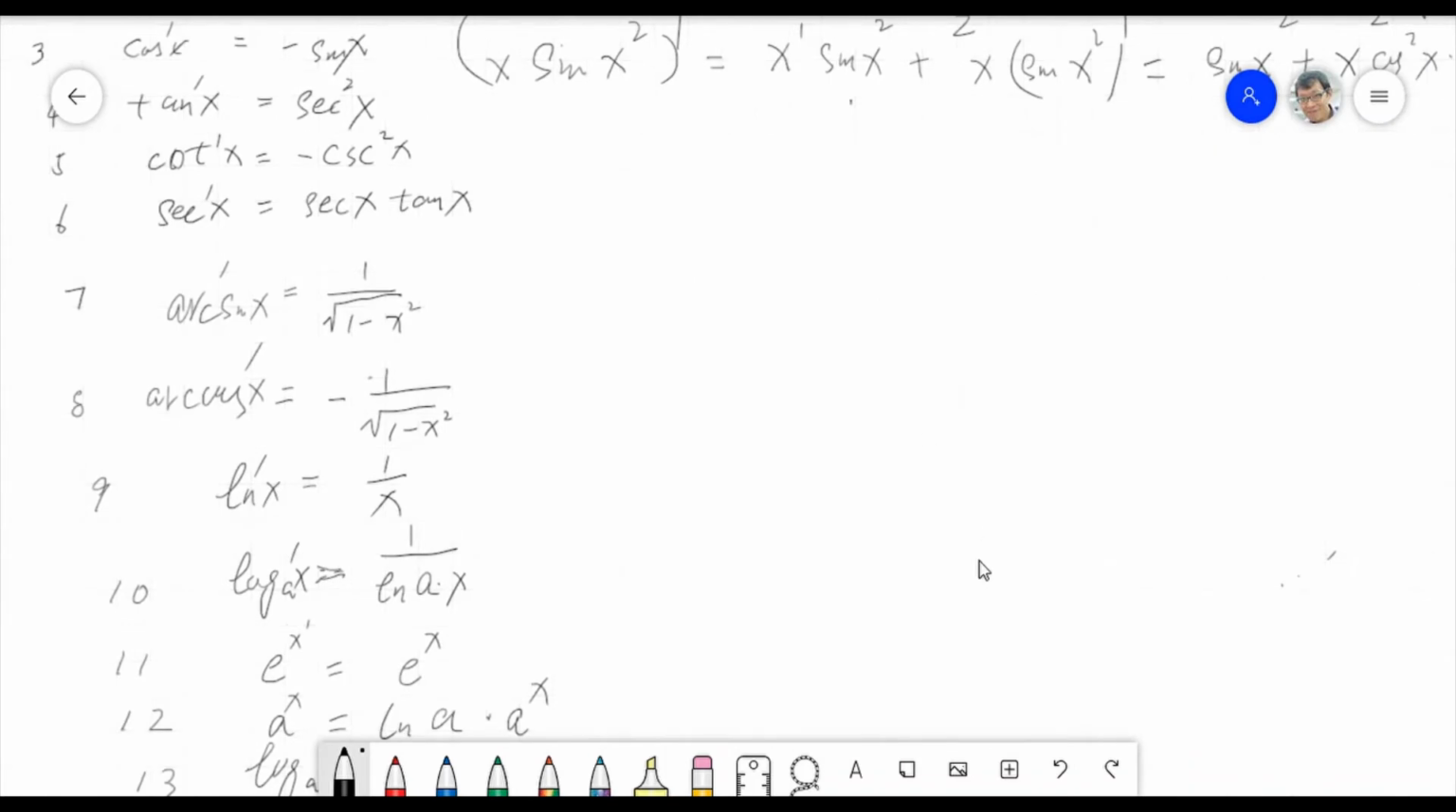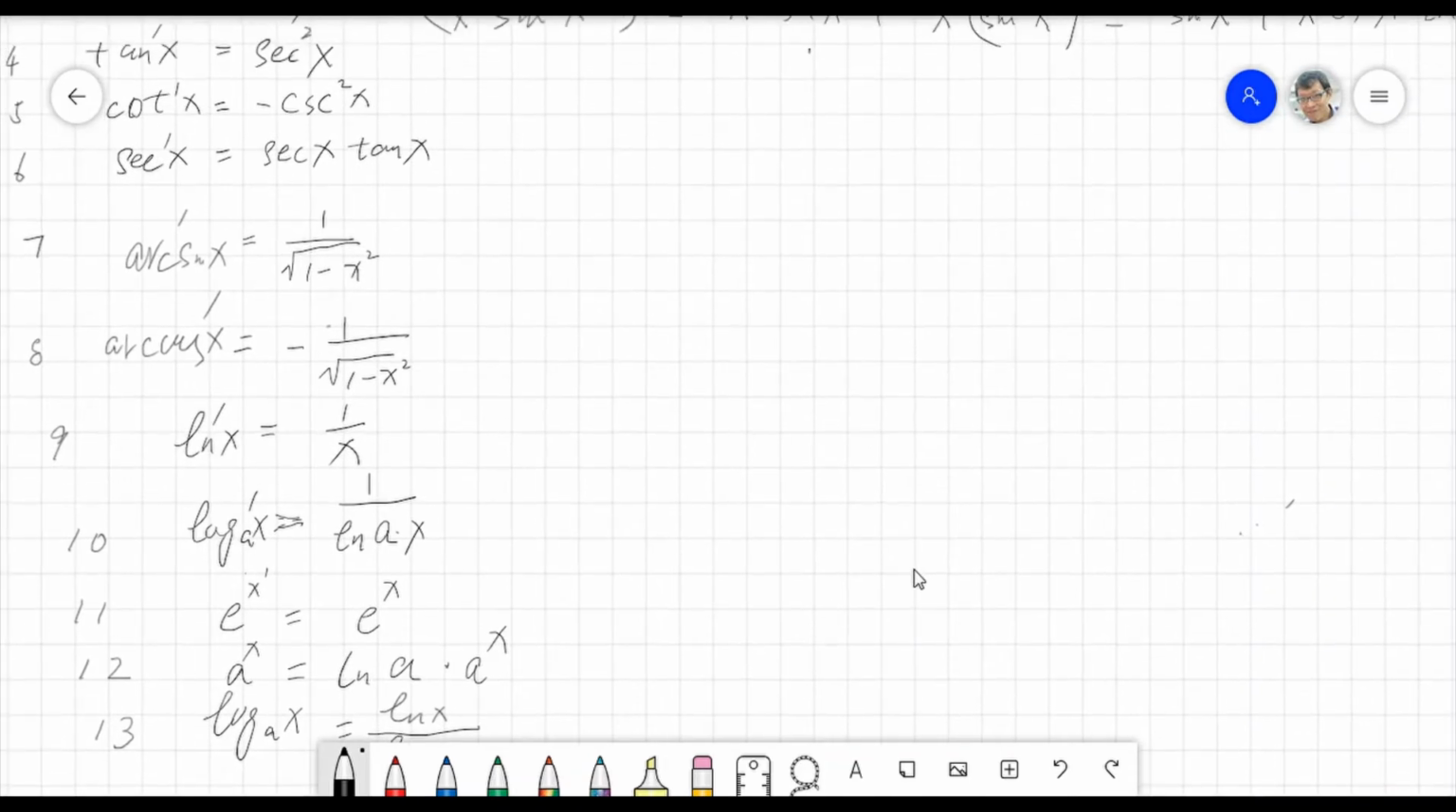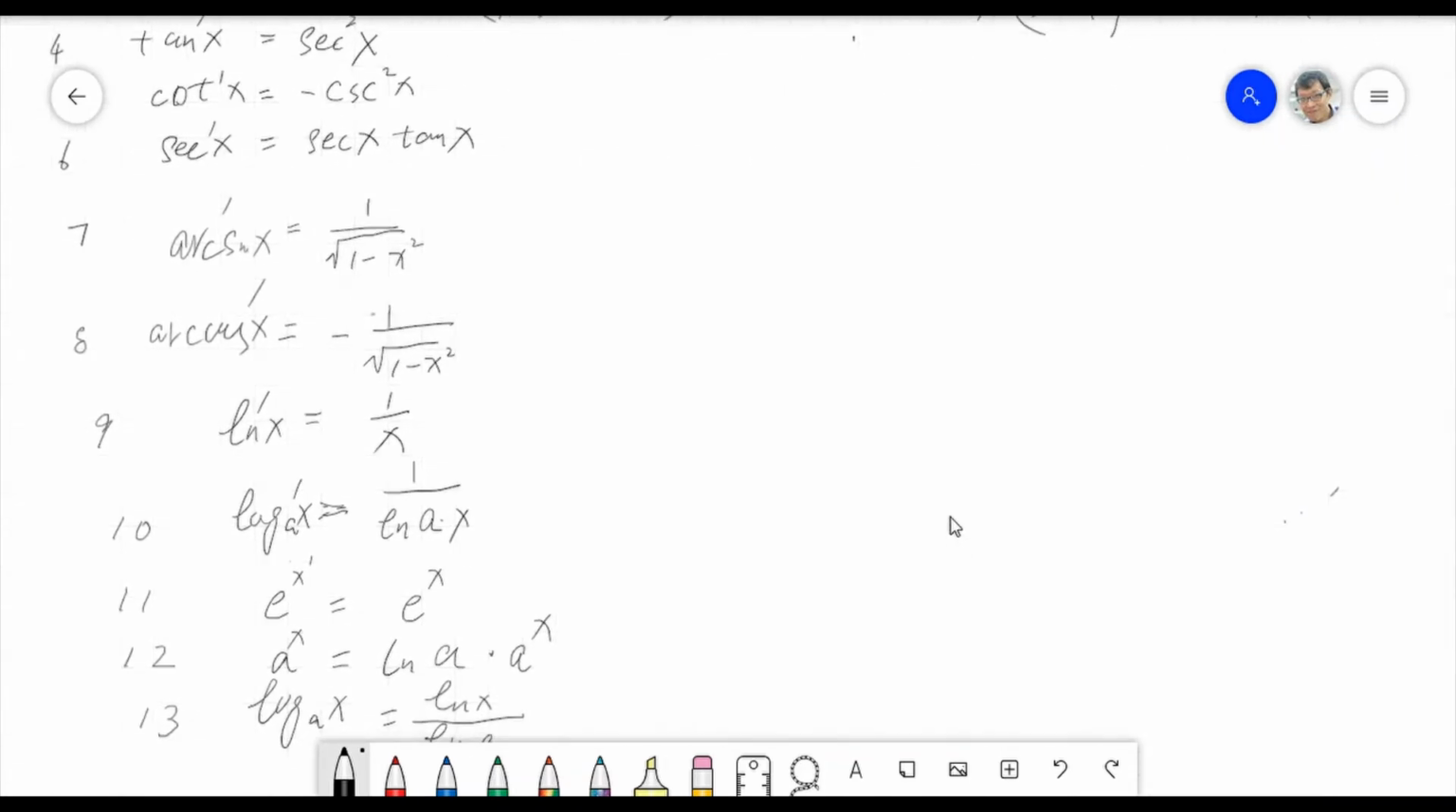Then let's go on. I said only 10, but in fact I have 13. So let's go to this one. The derivative of arc sine x equals 1 over the square root of 1 minus x squared. For this one, I will prove it. So how do we prove this?